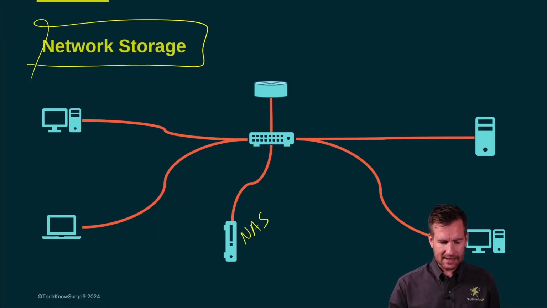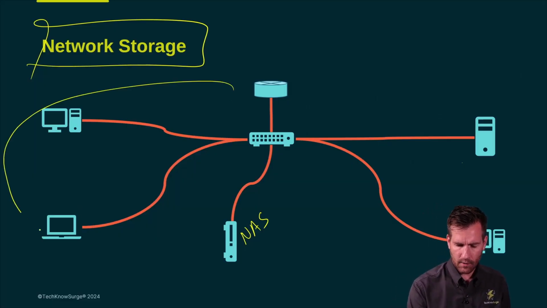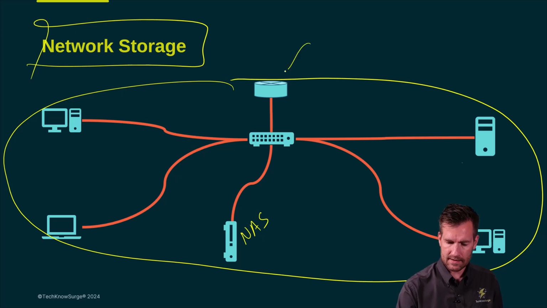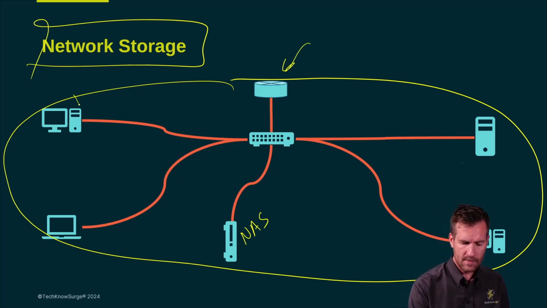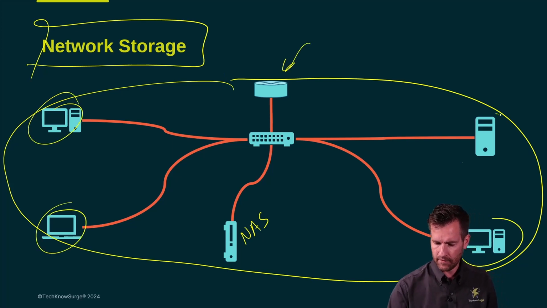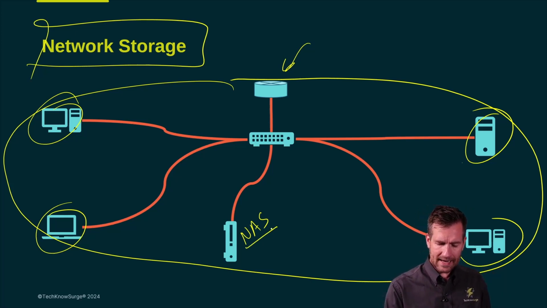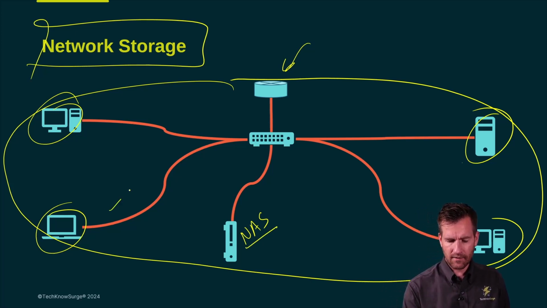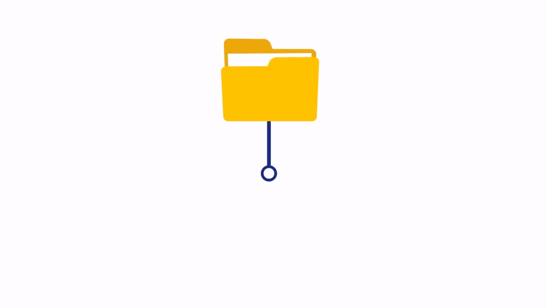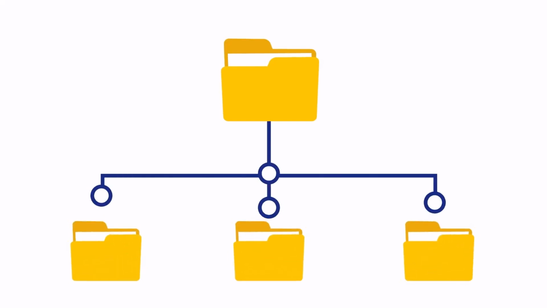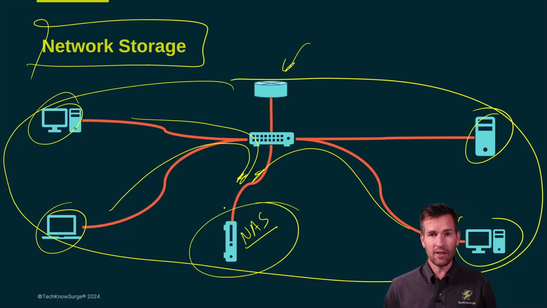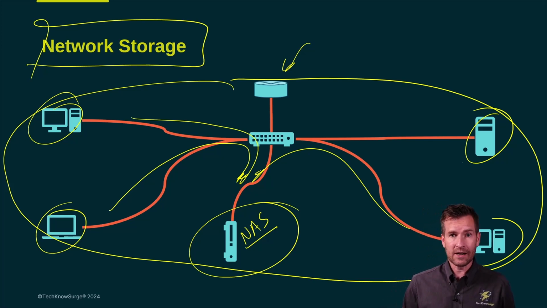What a NAS is: right here we have a local area network. So all of this is a local area network. This is the router on the edge of here. And we've got a few devices, 4 devices to be specific here, that are on this network. So a network attached storage is where any one of these devices can access files on this network attached storage. So it's made available to all of the devices, even though it's not directly attached to any one of these machines.